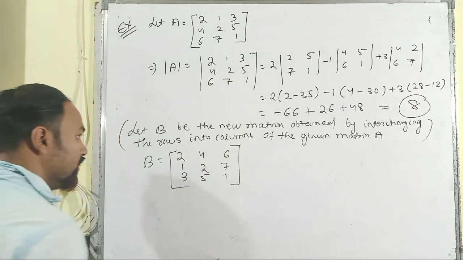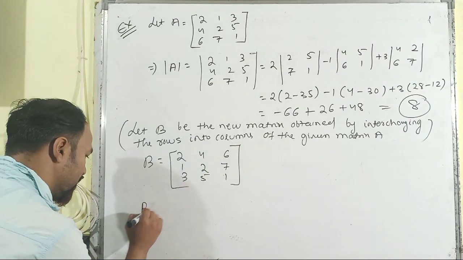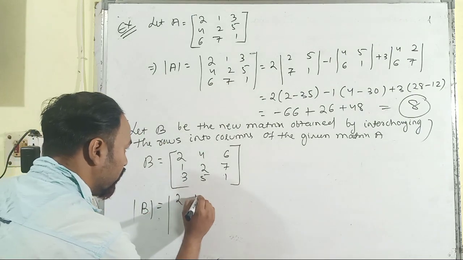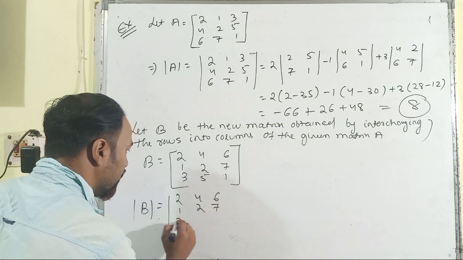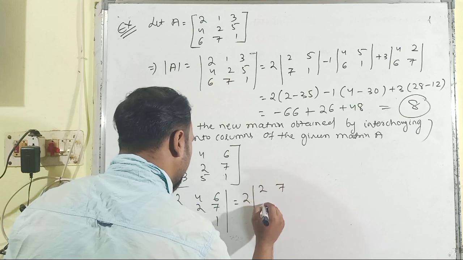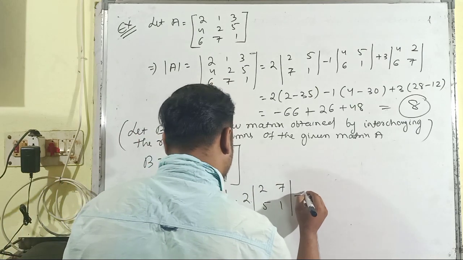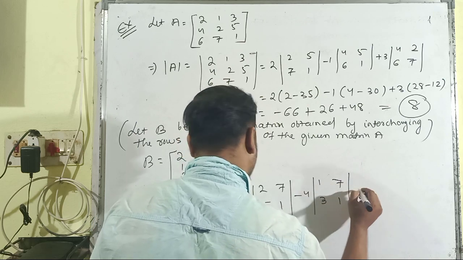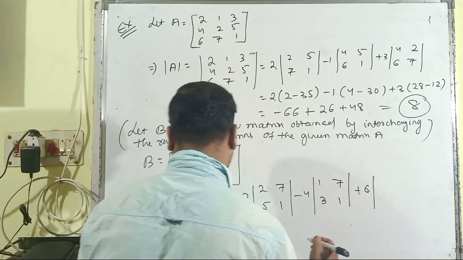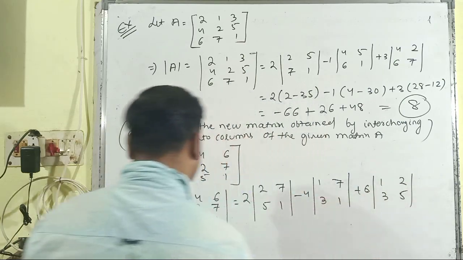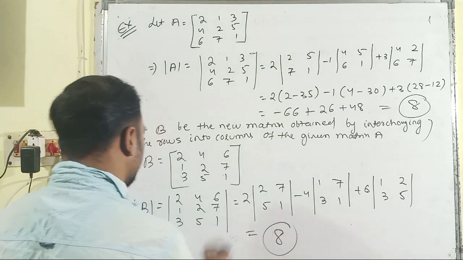Then here again we have to find the determinant of B, and we have to prove that the determinant of A is equal to the determinant of B. So it is 2, 4, 6, 1, 2, 7, 3, 5, 1, and it is 2 multiplied with 2, 7, 5, 1, minus 4 multiplied with 1, 7, 3, 1, plus 6 multiplied with 1, 2, 3, 5, and here you have to prove that the value will be 8.